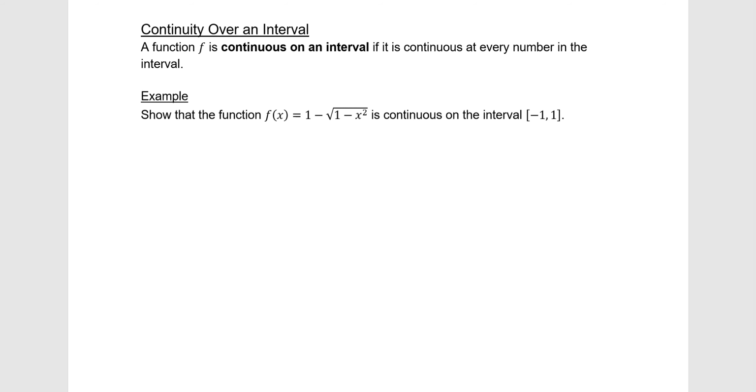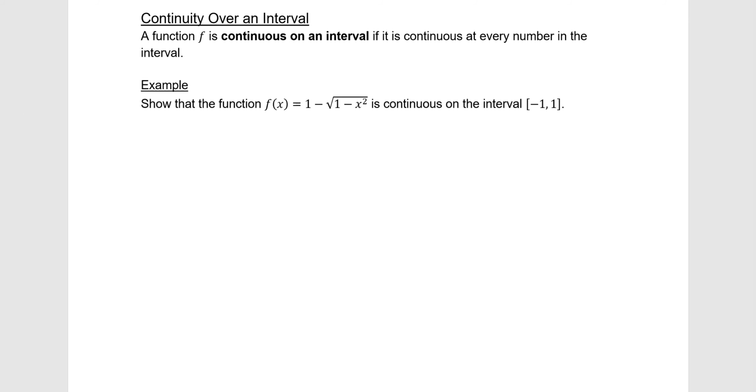Next thing is continuity over an interval. So we say that a function f is continuous on an interval if it's continuous at every number on the interval. So it's a little bit more complicated for this one. So let's see an example. Let's show that the function f of x, that is 1 minus square root of 1 minus x squared, is continuous on the interval -1 to 1.